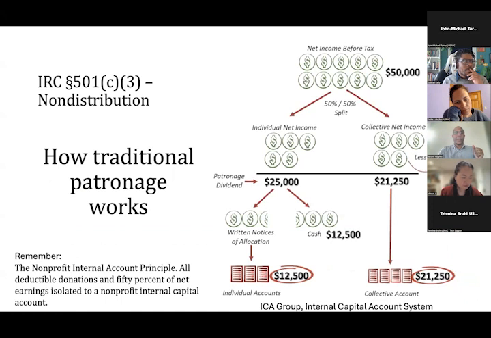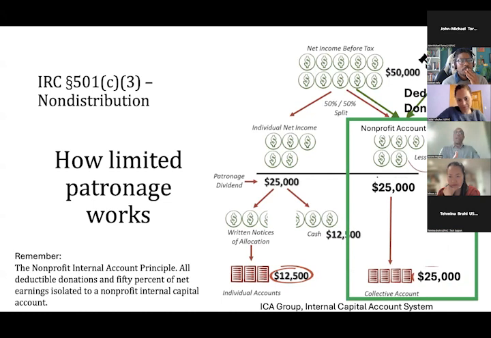So if we think about how traditional patronage works, we think about the net income, right? So revenues minus expenses, we get the net income. And you may have a 50-50 split. You may have a different split between the individual net income and what we put into the collective net account. And then the individual net income account is often not distributed on the basis of your ownership, as in traditional firms, but on the basis of your usage, right? Whether it's buying goods or producing goods or working. So all of those different ways this patronage might be distributed, which is not on the basis of ownership.